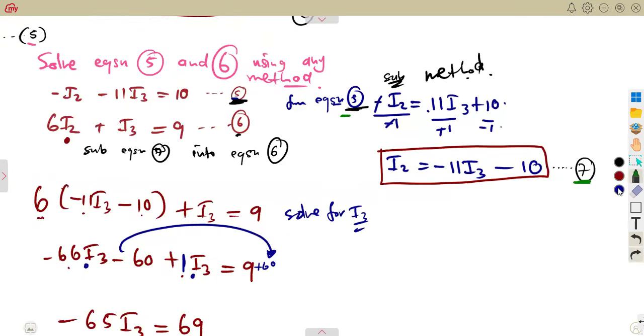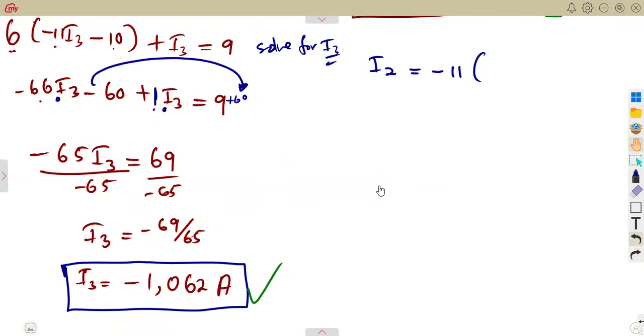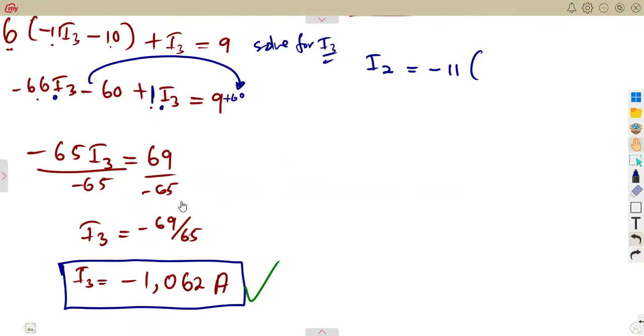So we can take advantage of that. Substitute in this equation 7, we can calculate our I2. So I2 is equal to minus 11 times the current 3, which is the one that we just calculated now. In order for us to obtain exact values, because this one is a rounded off value, just substitute the fraction as it is. That's negative 69 over 65.